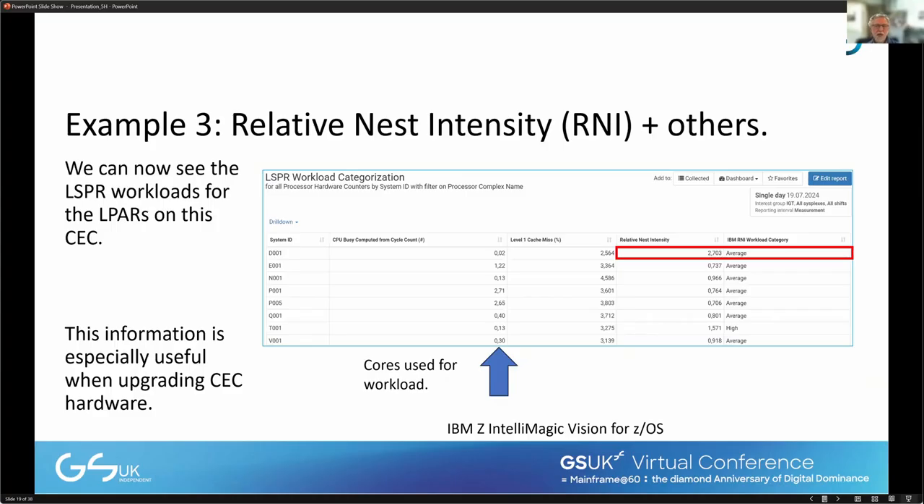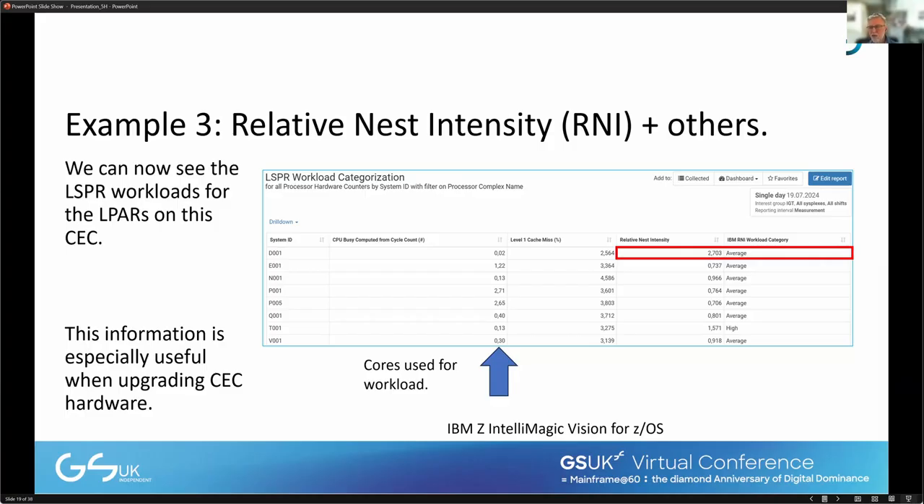So staying with the RNI idea, when we look at this table here, we can see the RNIs in the relative nest intensity column. And we also see the workload category. So even though the RNI for that system D001 was quite high, the workload category is still an average workload, compared with, for example, the LPAR T001, which has an LSPR category of high.